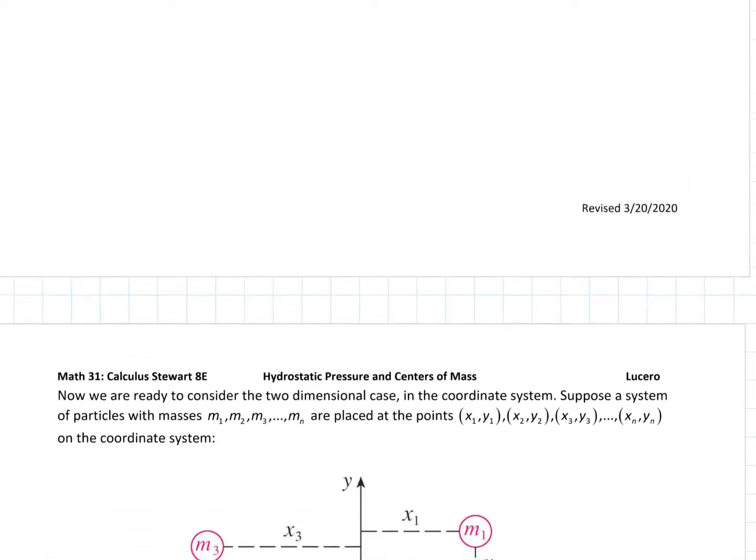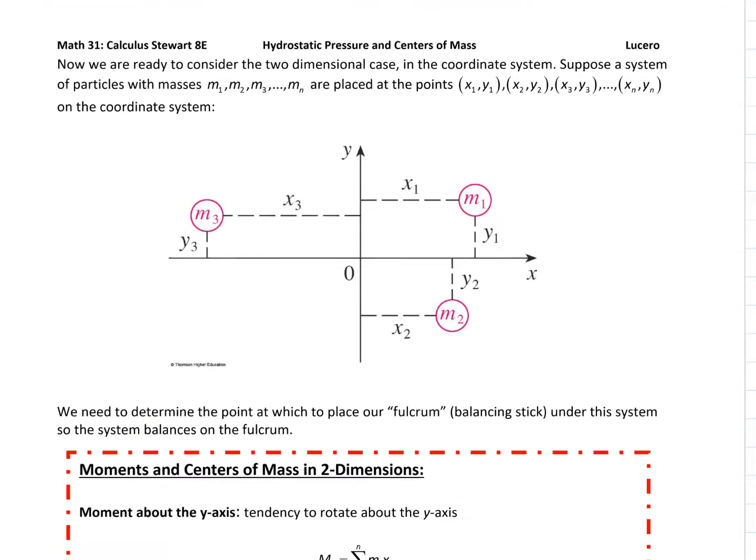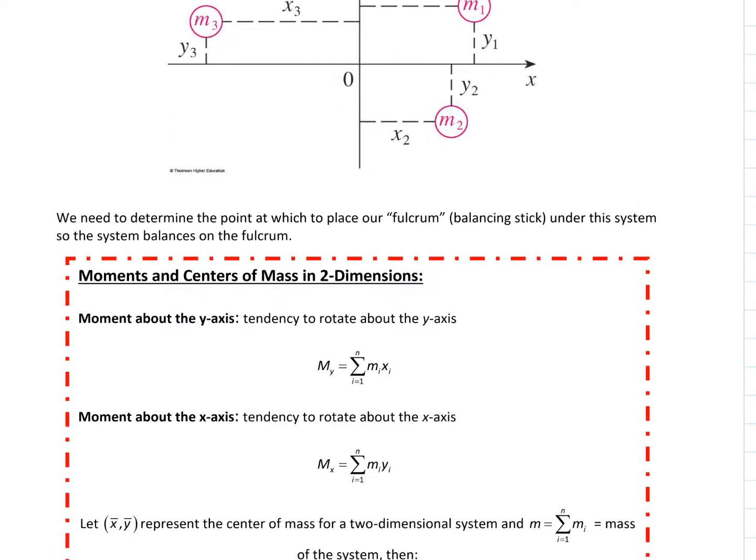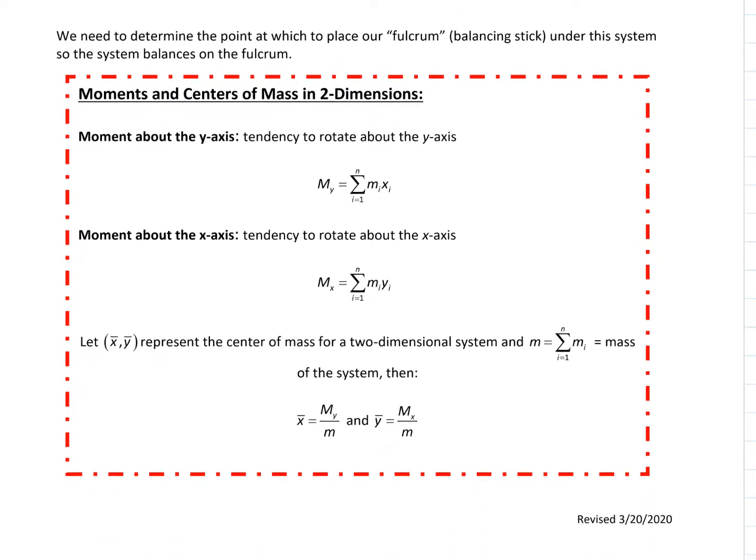All right, so let's keep moving. Now let's consider, what if we had a two-dimensional case? What if we were actually in the coordinate system? So what if we scattered these masses around the coordinate system? Then we would actually have to consider their tendency to rotate around both the x and the y-axis. So what we're looking at here is taking masses placed at ordered pairs and considering what would be their center of mass.